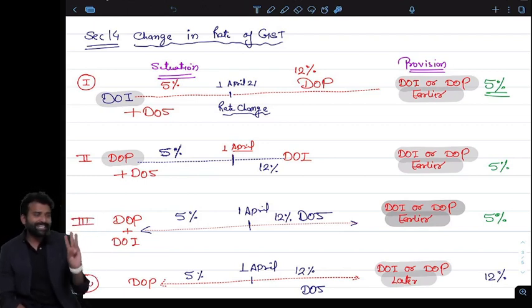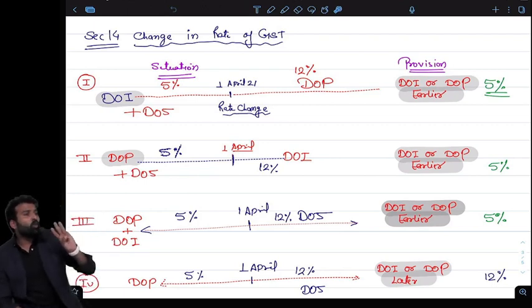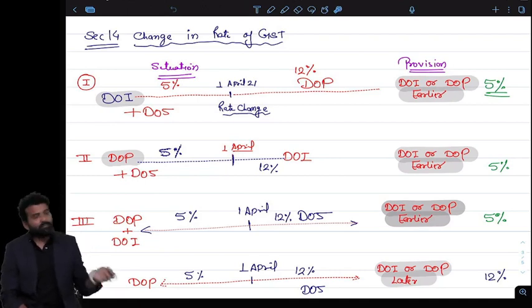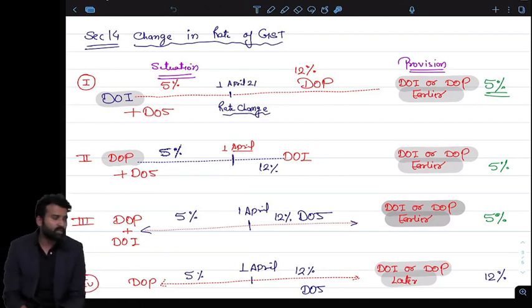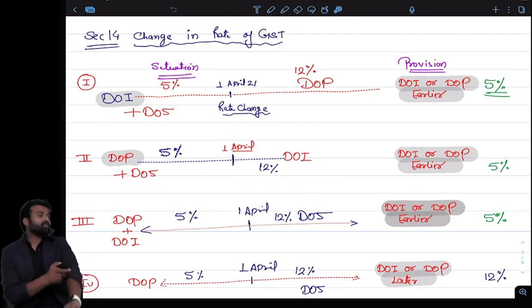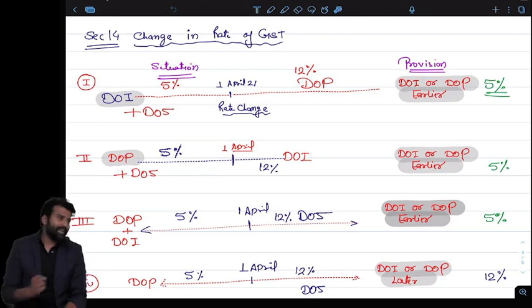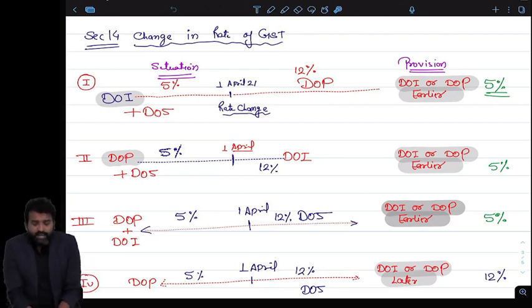Out of these three, if two are on one side and one is on the other side, of course it is possible because it is an odd number. There might be balance, but always on one side the weight will be higher. So we have to just apply the concept of weight. Where is the majority? Like in the first case, invoice is before the rate change, supply is before the rate change, and payment is after the rate change.